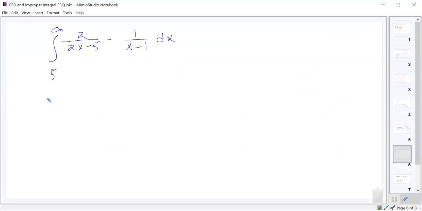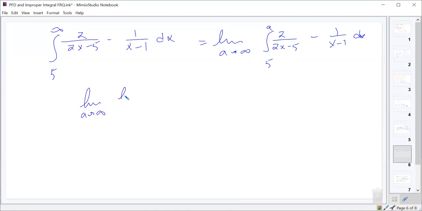And so as we integrate this, first off, we'll write it as the limit as a approaches infinity of the integral from 5 to a of this, because we want to get our points. If you don't do that, you'll get 0 points. Then you'll integrate them both. So 2 over 2x minus 5, that's just u equals 2x minus 5. du is 2 dx, so that'll clear out that 2. And you'll just end up with the limit as a approaches infinity of the natural log of the absolute value of 2x minus 5 minus the natural log of the absolute value of x minus 1.